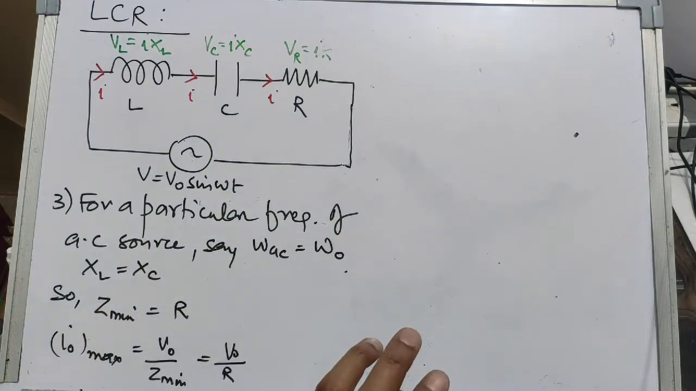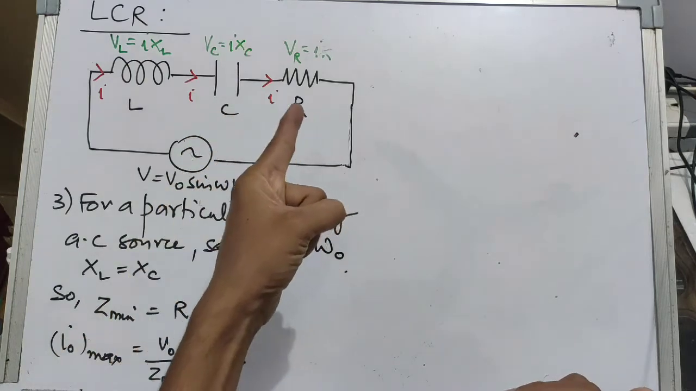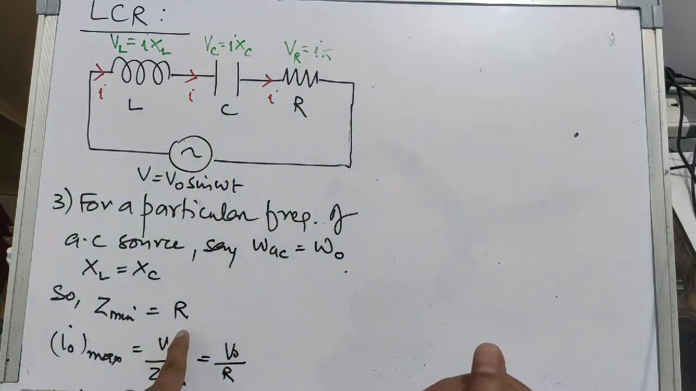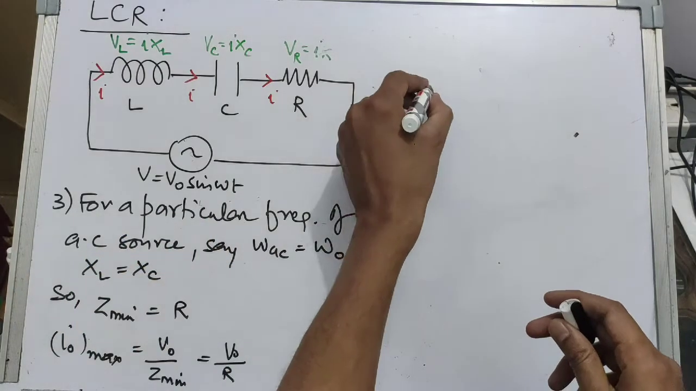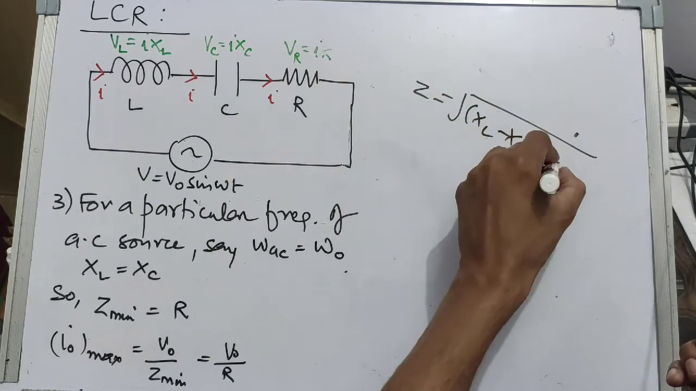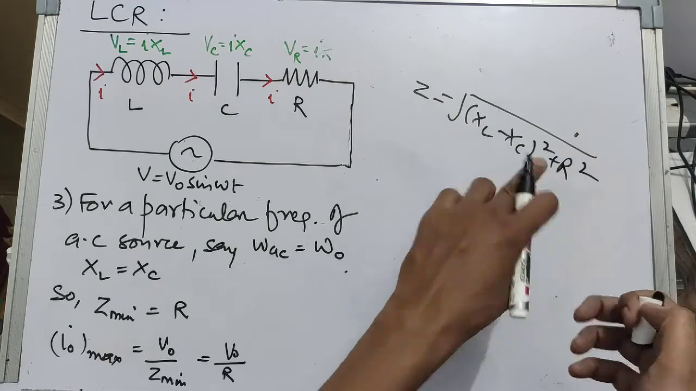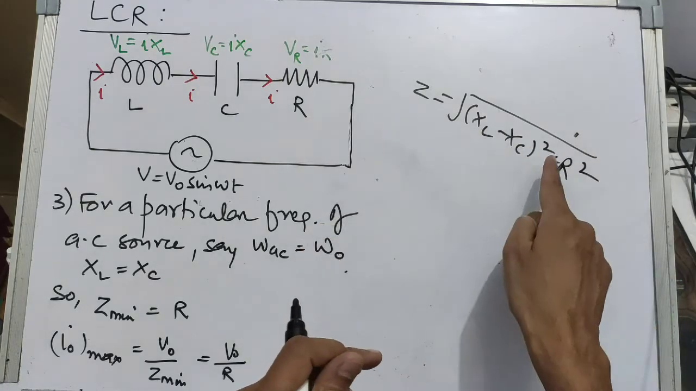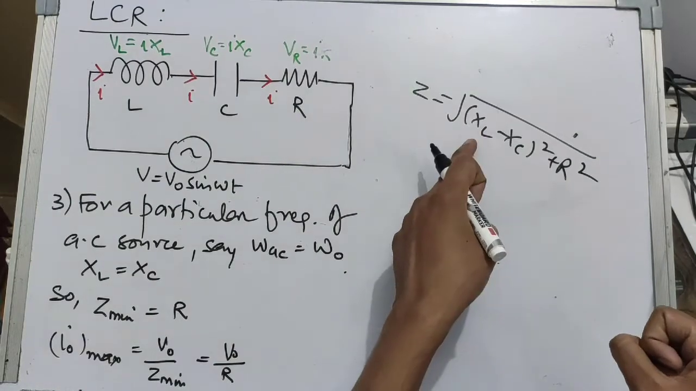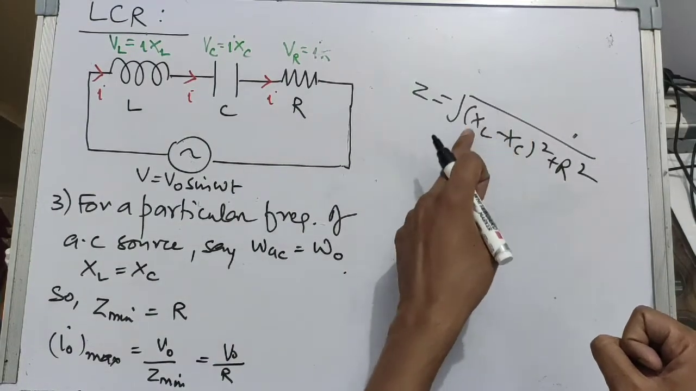In that case, if you find the total impedance of the circuit offered by these three elements, it will come out to be simply equal to R. Why? Because the expression for Z is the square root of (XL minus XC) whole square plus R squared. Whether you write XC minus XL or XL minus XC, squaring gives you a positive value only. So if XL and XC become equal, then that term will be 0 and Z will be minimum.